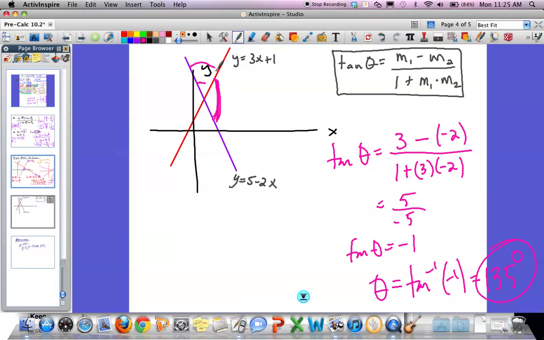Then what does this one have to be? Of course, it has to equal 45, right? Because they have to add up to 180. 180 minus 135 is 45.